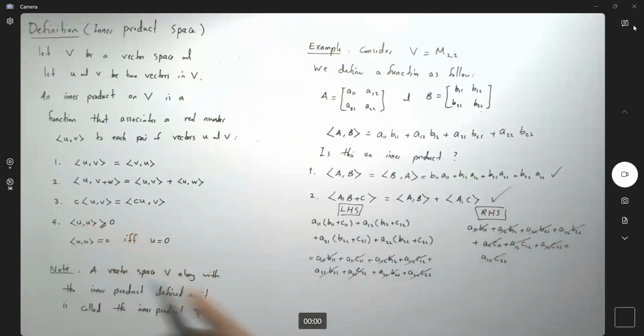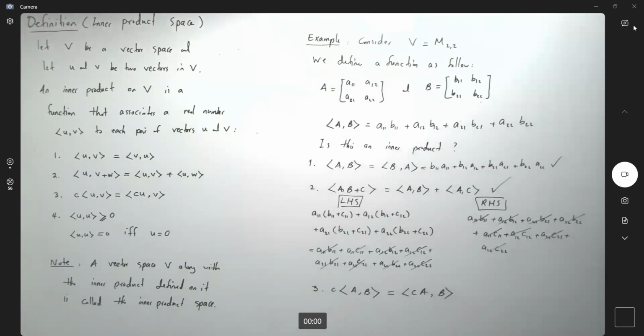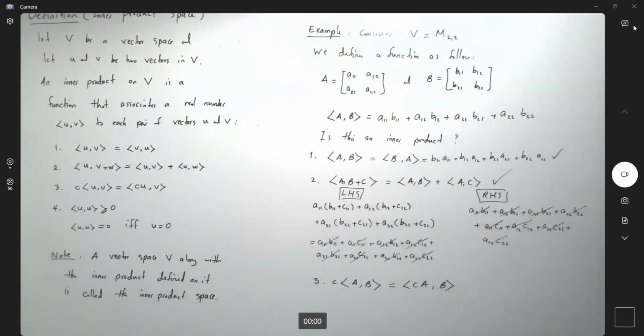With the same argument, you can check the third axiom: the inner product of cA and B is equal to c times the inner product of A and B. So for example, on the left-hand side you have c A11 B11 plus c A12 B12 plus c A21 B21 plus c A22 B22, just distributed over this definition.